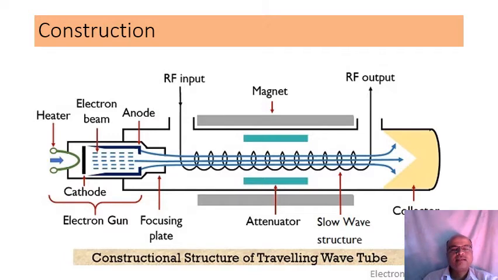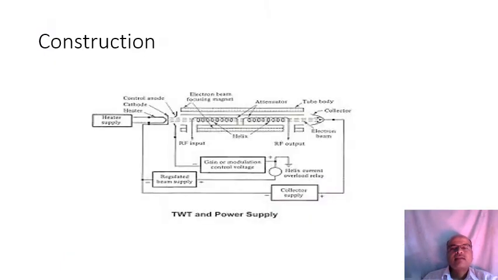And this is a detailed constructional diagram, and this is an additional diagram from a live book, showing the heater supply, then the helical wave structure or slow wave structure, we can say, and the collector shown, to which a more positive voltage is provided as shown in this diagram.